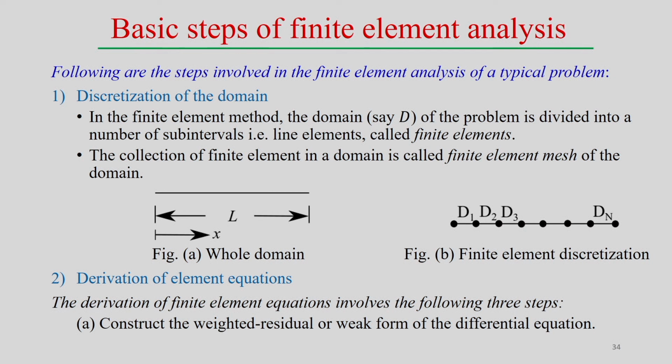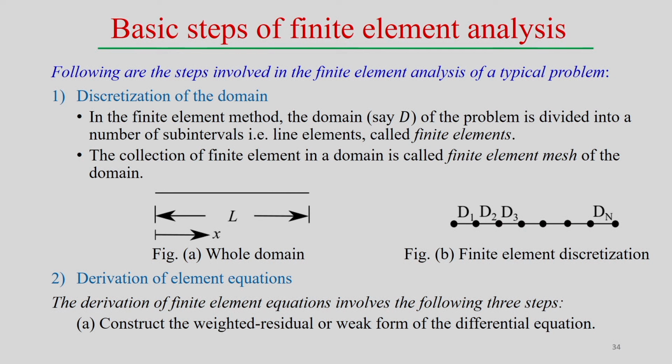Now, the collection of the finite elements in a domain is called the finite element mesh of the domain. Sometimes it is called meshing. Meshing means simply discretization of the total geometry into small elements, and when we create small elements, we have to keep accounting of the number of elements.